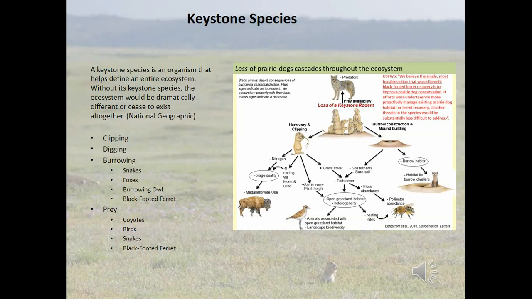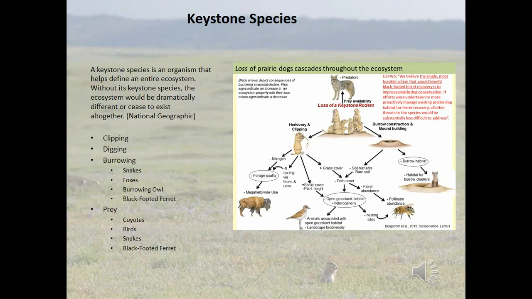The foraging method of clipping promotes plant health and reduces risk of overgrowth. The scratching, digging, and defecating in the soil aerates it and introduces important nitrogen for new plant life to grow. It is not only plants that rely on this species, as their burrows become home to opportunists such as snakes, foxes, the burrowing owl, and the endangered black-footed ferret.